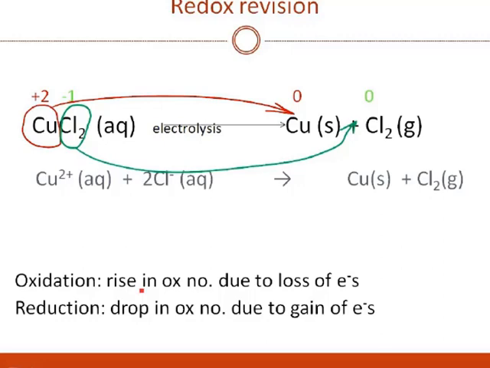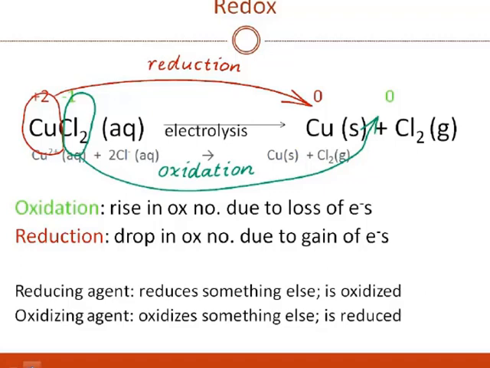Remember, oxidation is a rise in oxidation number, and it's because of loss of electrons. Reduction is a drop in oxidation number because of a gain of electrons. And we can see that the copper ions are reduced to copper atoms. The oxidation number changes from +2 for the copper ions to 0 for the copper atoms. That's a drop in oxidation number, and so it's reduction.